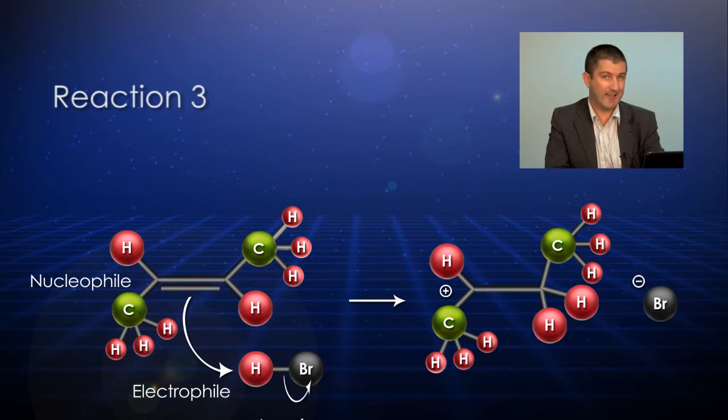Protons, hydrogen atoms, can only have one bond. So the electron pair of the H-Br bond moves to the bromine.